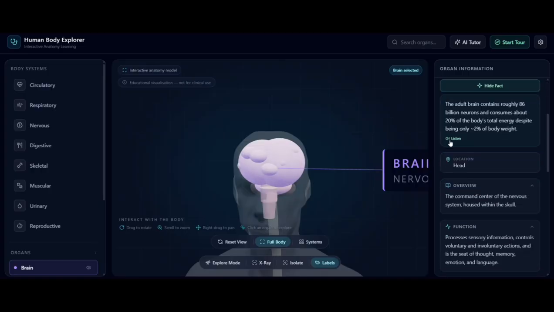The adult brain contains roughly 86 billion neurons and consumes about 20% of the body's total energy despite being only approximately 2% of body weight.